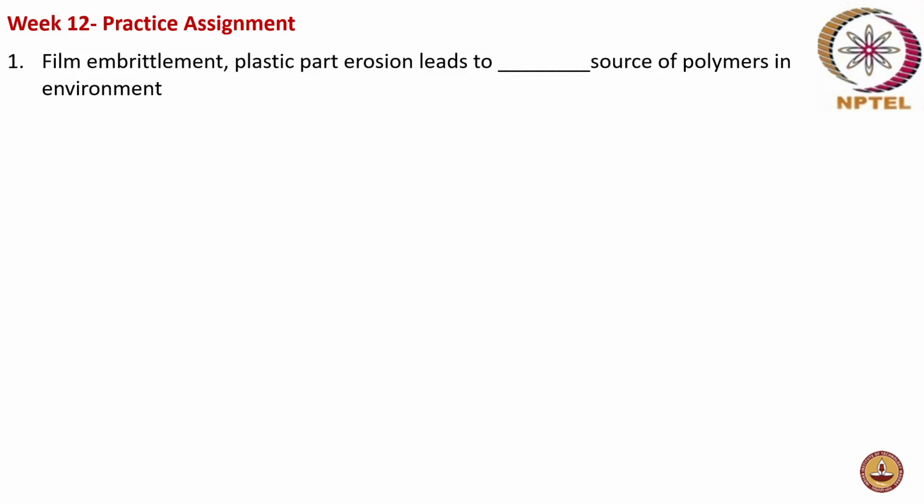So, film embrittlement, plastic part erosion leads to dash source of polymers in environment. There was a discussion on different sources, right? Two major different sources of polymers into environment, right? Secondary. Yes, it is secondary source. So secondary source involves your microplastics, nanoplastics, and all, right? Whereas your primary source involves the bulk polymer waste from your industries and all, right?